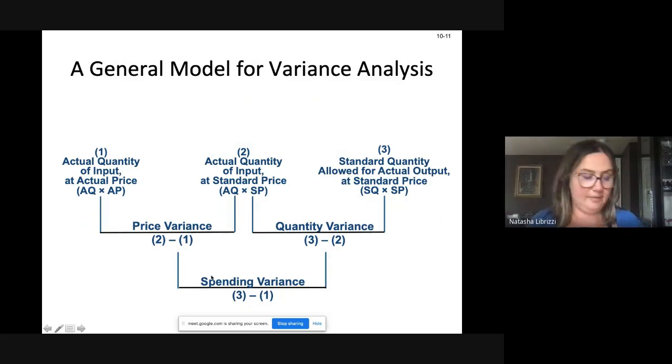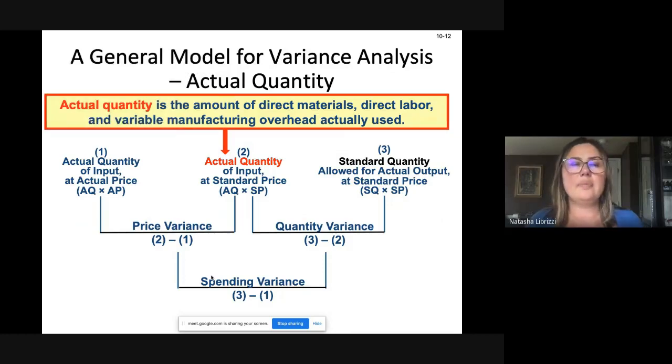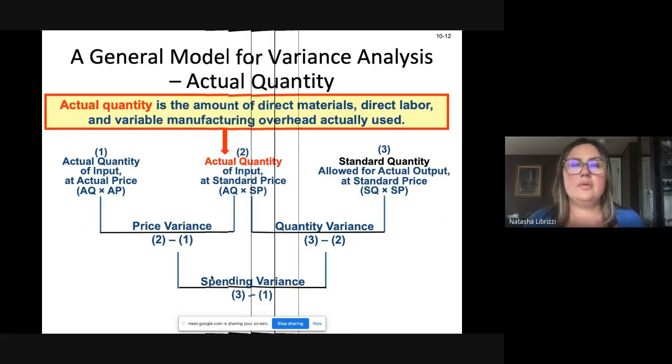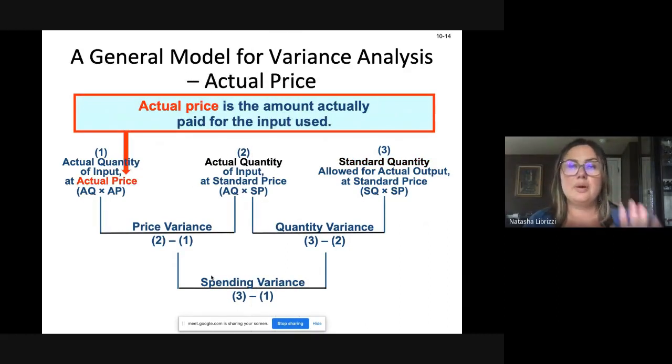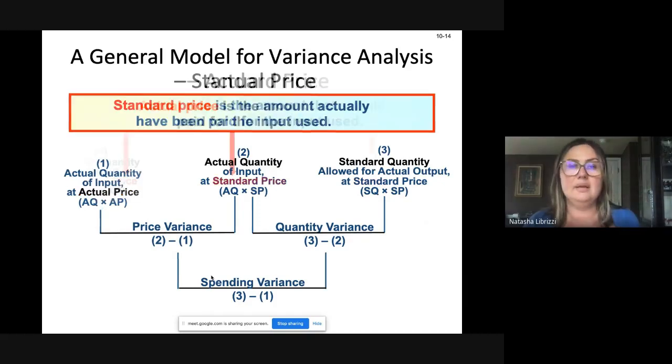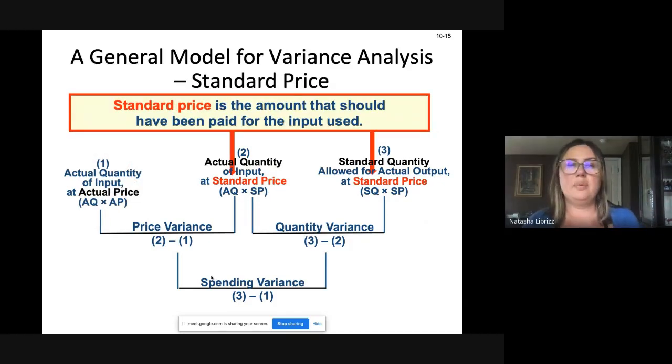This is slide 11. I am going to write it down for me this way I can reference back for you guys when we do our exercise. Okay. And I already mentioned that. So standard quantity is the quantity allowed for actual output of a period. Actual price is what you actually paid, either the employee or for the product. Standard price is the amount that should have been paid for the input.